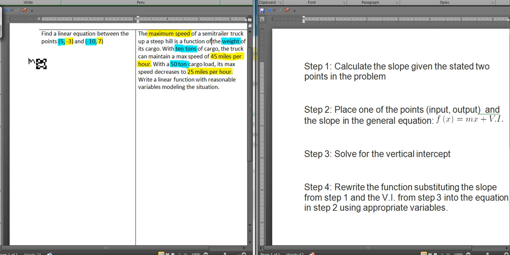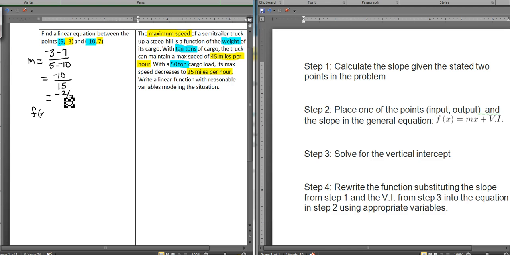So our slope is the change in output, so that's going to be -3 minus 7, divided by the change in inputs, which is 5 minus -10, which is -10 divided by 15, which gives us -2/3. So step number 2 is to place one of the points, and it doesn't matter which point because both points lie on the line, and that's part of being a linear function. All the points are on the same line, and the slope into the general equation.